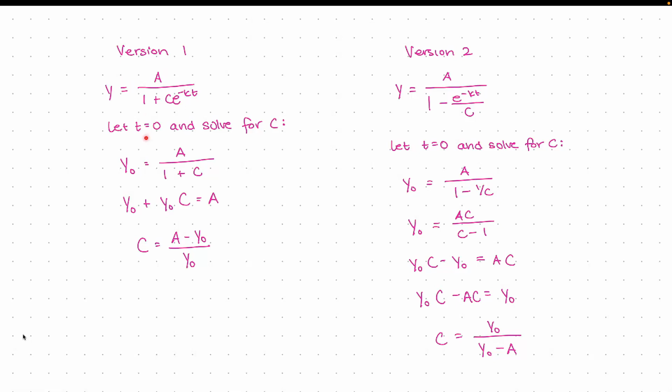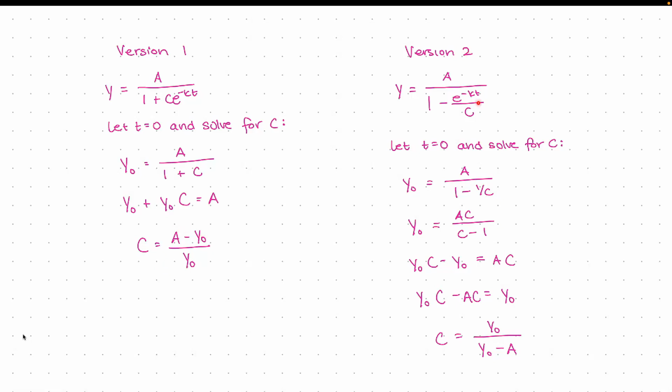If we let t equal 0, then we're talking about the initial time, and we want to solve for C. So I just took this original equation and let time equal 0. But at time equals 0, you have your initial population. That's why y becomes y naught. And if t is 0, then e to the 0 is just 1. So you wind up with just 1 plus c at the bottom. And then if you go through and solve this for c, you get this for c.